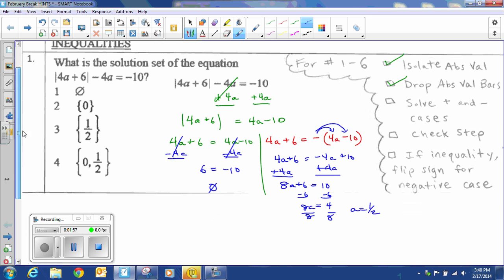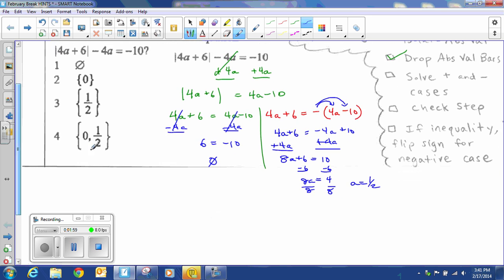our check step. Let's go ahead and do a check step. And we always want to take our answer and plug it into the original equation. Let's go ahead and do that in green. So we have 4 times 1/2 plus 6 in absolute value bars. Minus 4 times 1/2 equals negative 10.